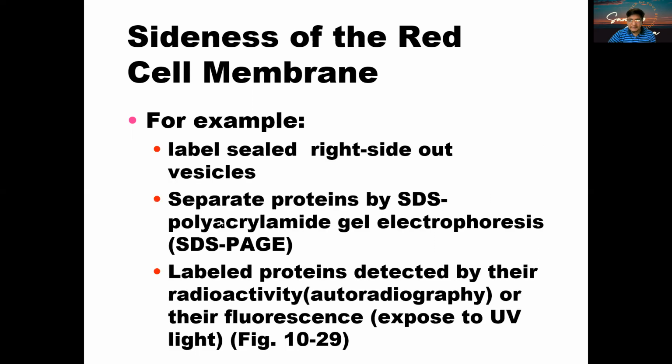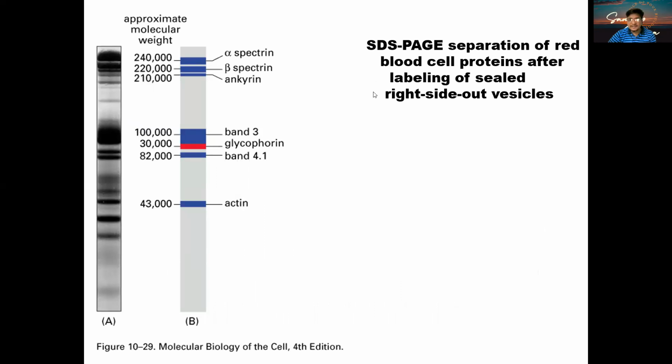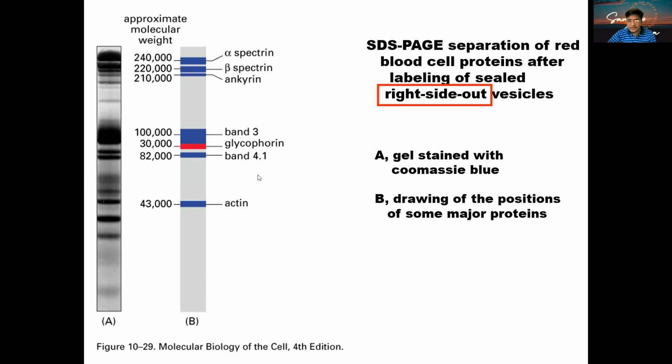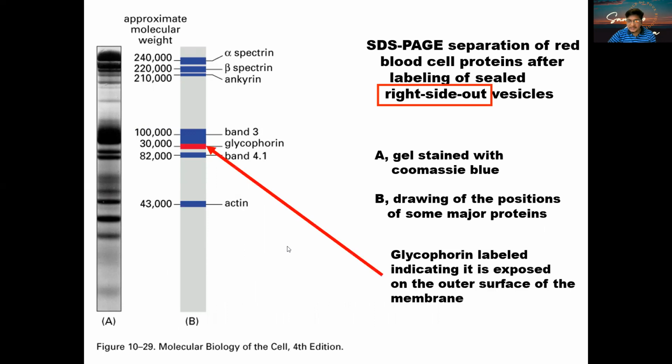For example, we label right side out vesicles and separate them with SDS-PAGE. Labeled protein is detected by its radioactivity or fluorescence. If it is on the outer side, it will fluoresce or show you the reactivity. You can see over here the SDS-PAGE result, like alpha spectrin, beta spectrin, and ankyrin in the right side out vesicle. In part A, the gel is stained with Coomassie blue, and B is drawing the position of some major proteins. You can see glycophorin labeled, indicating it is exposed on the outer surface.